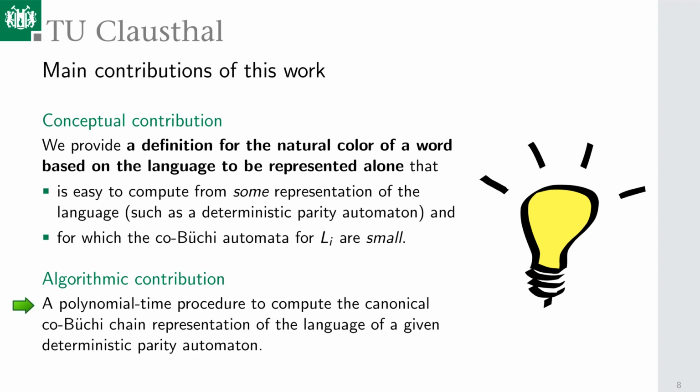As the second contribution, we show that the definition of the natural color of a word gives rise to a polynomial time algorithm for computing the chain of co-Büchi automata representation of the language. We will see later that the algorithm is actually quite simple, which underlines the statement that our definition of the natural color of a word is, well, quite natural. For the remainder of this talk, these two contributions will be presented. We start with the definition of the natural color of a word, and then look at an algorithm for decomposing a deterministic parity automaton into a chain of co-Büchi languages.